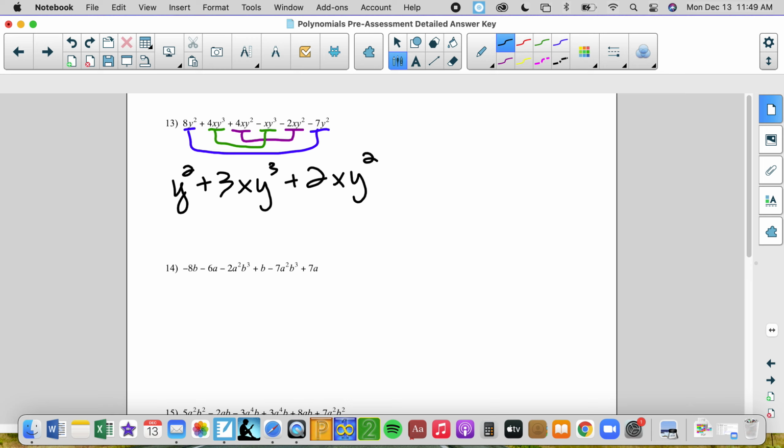So let's look at the first terms. We have a y, we have an x, and an x. So these x's are going to come before this y.